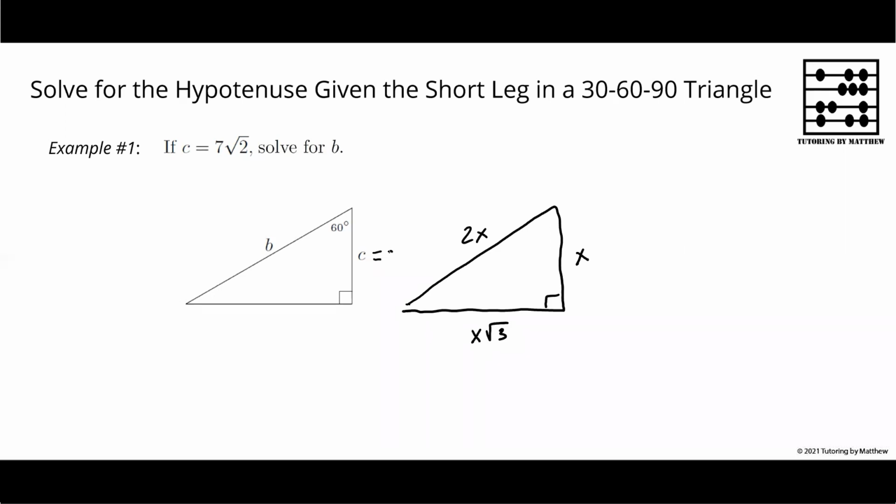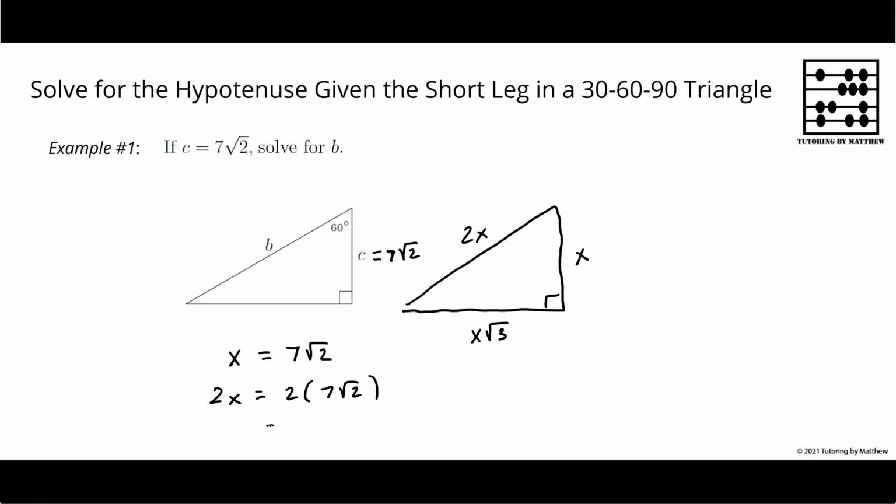Since C equals 7 square root 2, set the known side equal to the reference side. Here, C is the same as x. Since we want the value of B, which is the hypotenuse, double both sides. 2 times 7 square root 2.